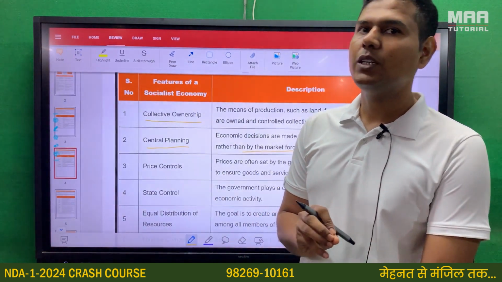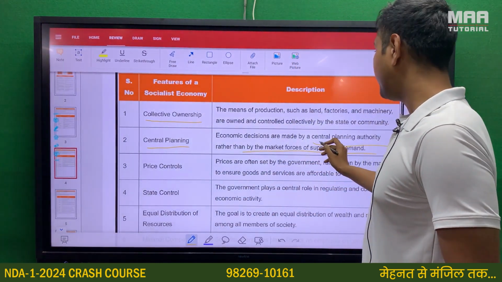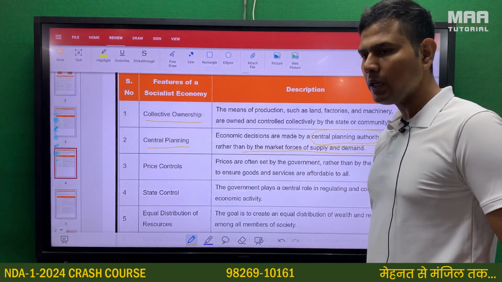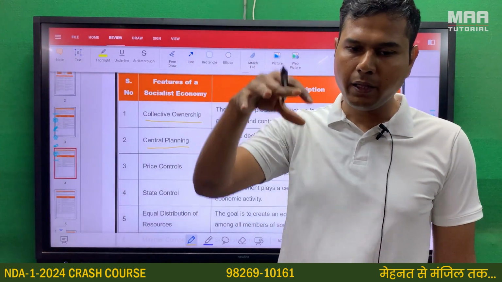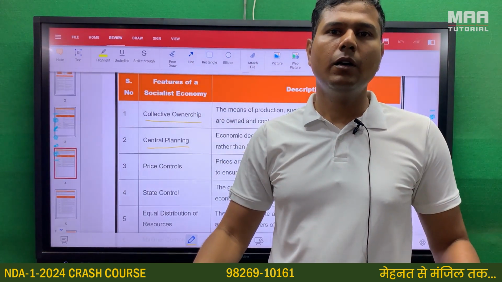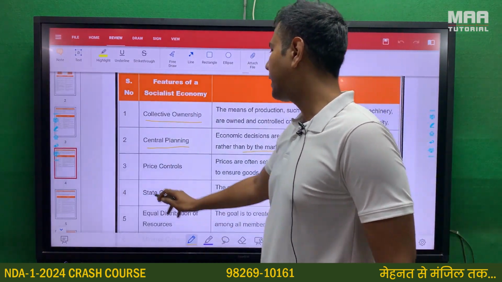So this is how a socialistic system works. The government has a lot of power. That is the idea of central planning. Basically, the decisions are made at the center and then they trickle down, taking effect on the ground. Let's move ahead further. Price control.